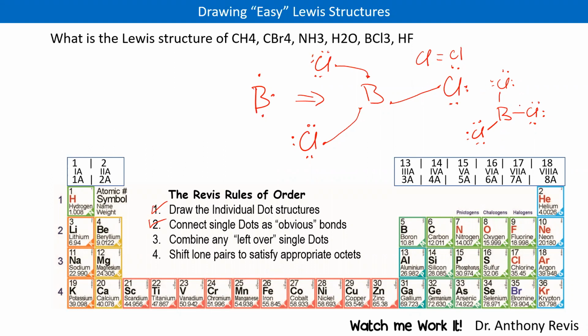We look around the 8 around each of the chlorines around boron. I'll have 6 electrons around boron. And that fits well because this is 3A. In group 3A, its octet is very satisfied at 6.